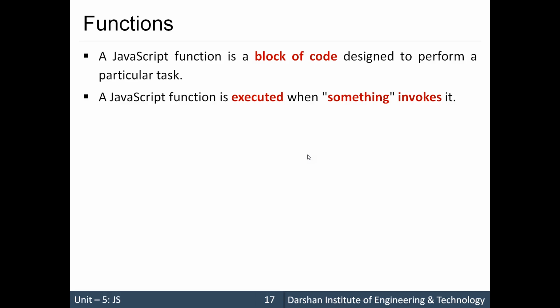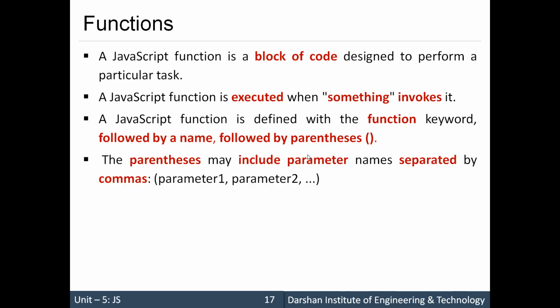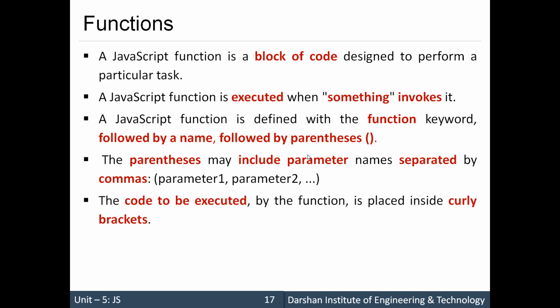So how can we write a function? What is the syntax to write a function in JavaScript? It's very simple. We need to write a keyword named function, followed by the name of the function, and then followed by the parenthesis. We can also specify parameters inside the parenthesis with the help of commas. Ready? So the code to be executed by the function is placed inside the curly brackets after the parenthesis.